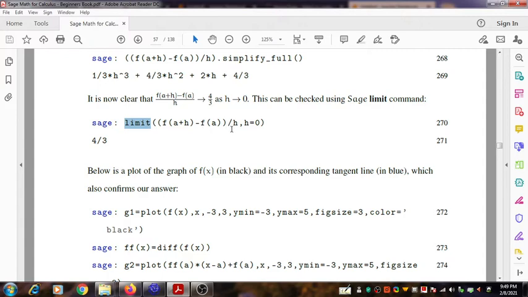For that you have to specify the particular value of h. You can put a comma and then specify h equal to 0. Then you can close the bracket. This way you can calculate that limit. When we take the output using this command, you will get the value of the derivative directly.